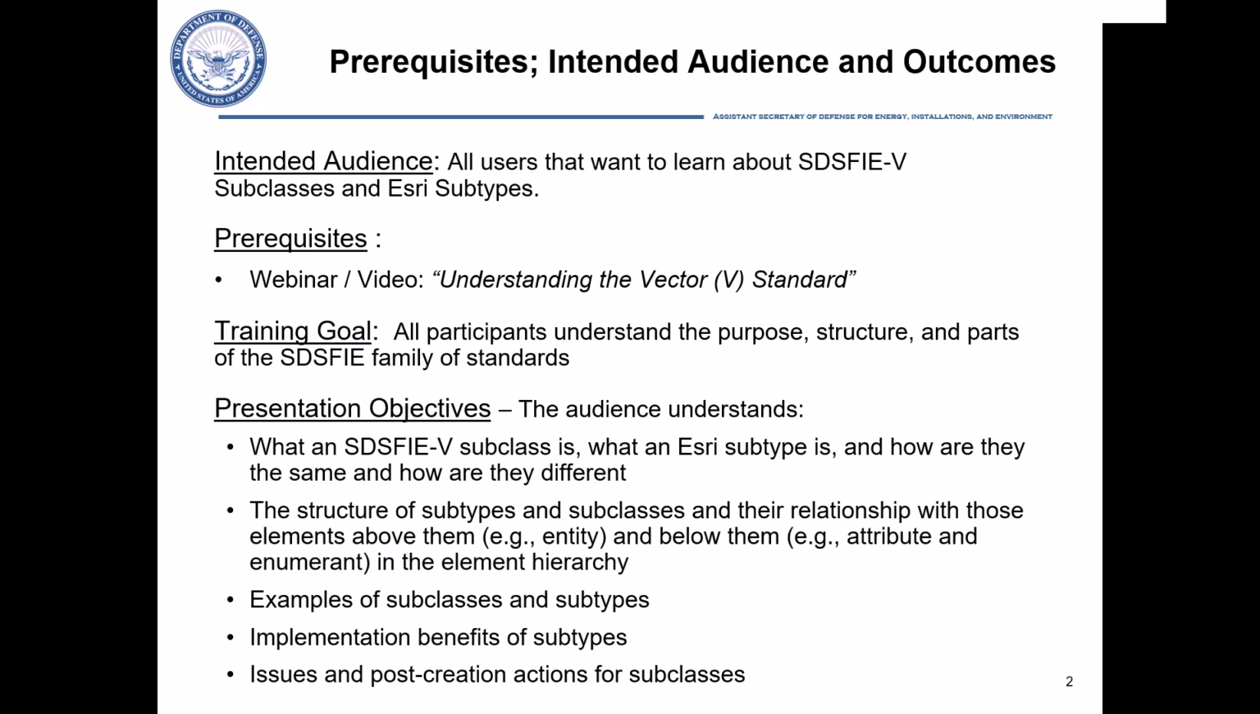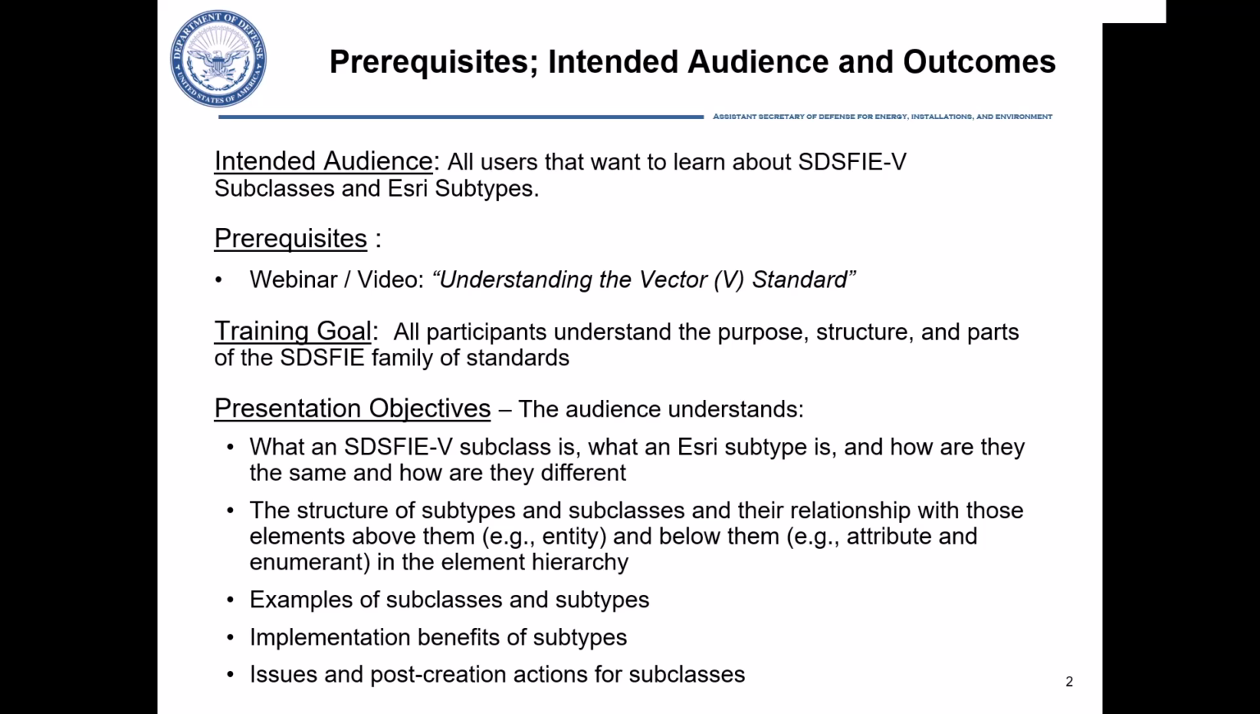This training resource is designed for all users who want to learn about SDSFIE-V subclasses and Esri subtypes. The prerequisite for this webinar is the Understanding the Vector or V standard webinar. The overall goal for our training resources is that all SDSFIE users understand the purpose, structure, and parts of the SDSFIE family of standards and how to implement those standards.